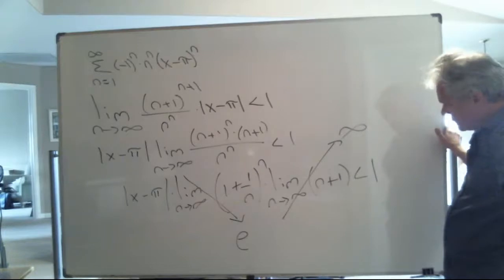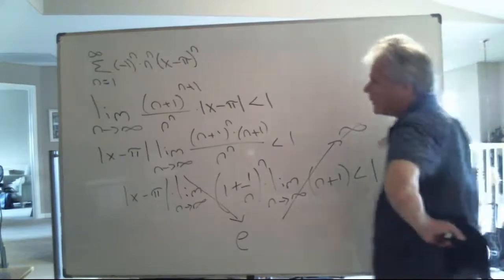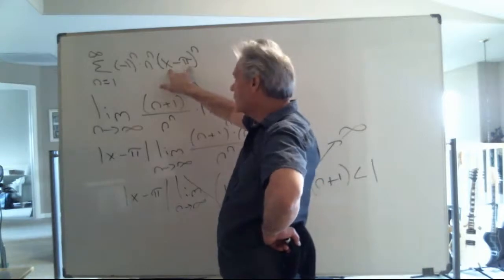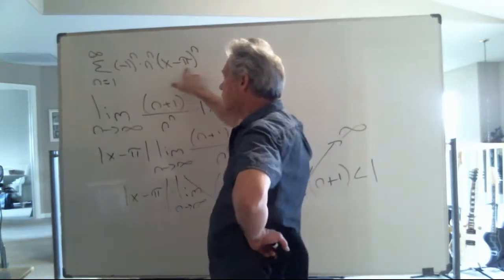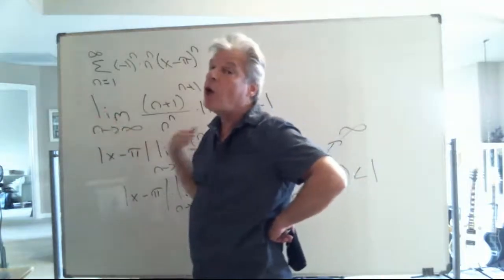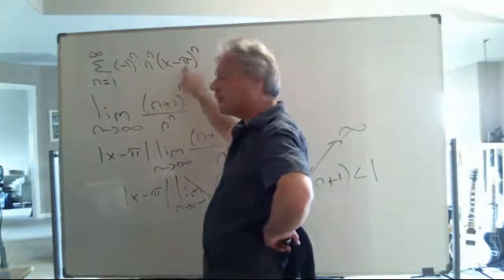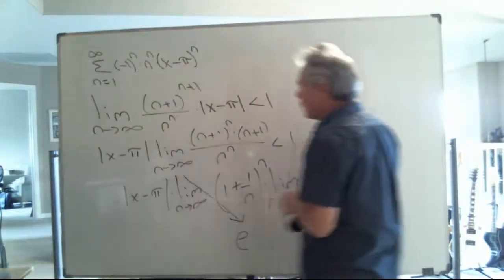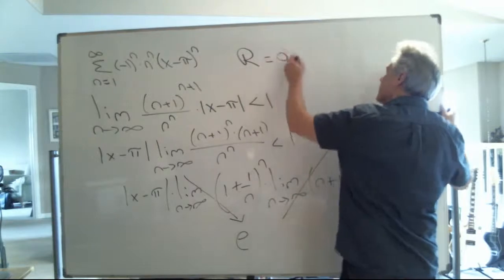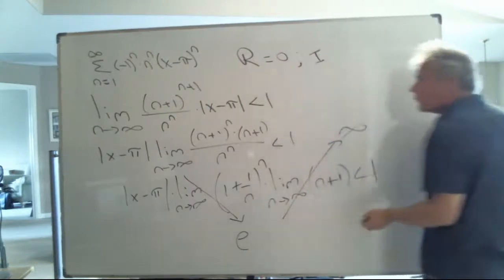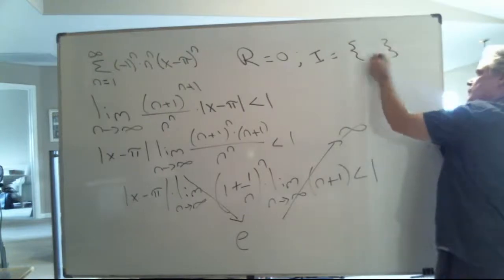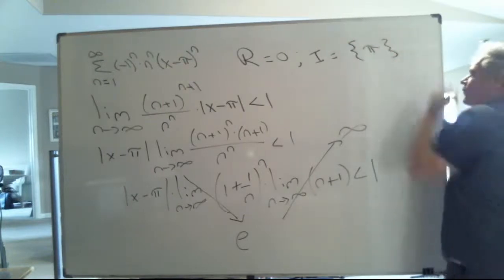With one exception. I have to admit, going back to the original series, if x is equal to a, or in this case pi, then this becomes a 0. 0 times anything is 0, and the sum of 0 infinitely many times is still 0. I always have convergence at x equals a. So my radius may be 0, but I asked for the interval of convergence, and the interval of convergence is simply the singleton set containing a, which in this particular example is one of our favorite numbers.